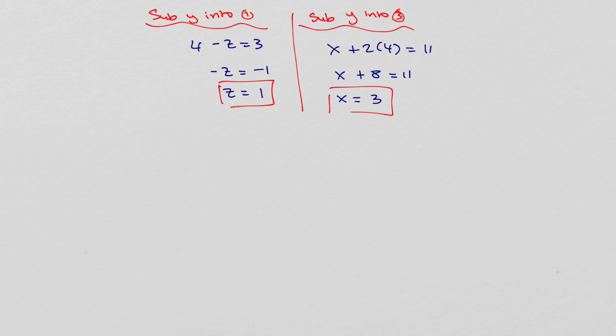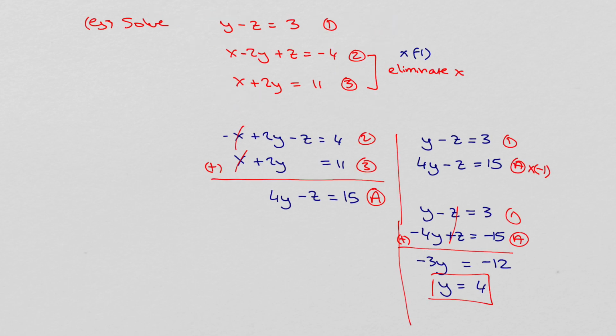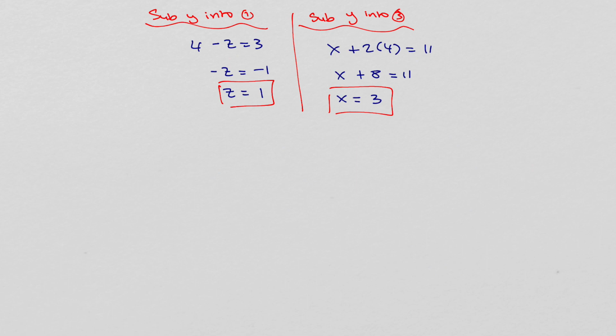So again, I could have subbed in for z and y into equation 2, and that would also give me exactly the same answer for x. So that means that our 3 points for x, y and z are x equals 3, z equals 1 and y equals 4. Okay, so let's summarize what we did with this 3-variable simultaneous equation.